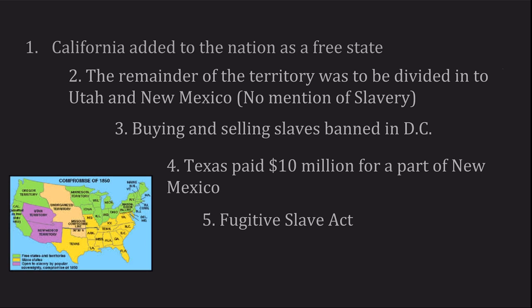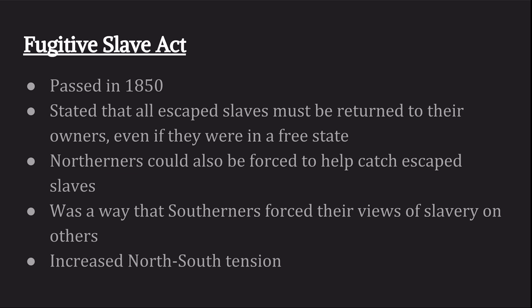Slavery wasn't mentioned, and banning it wasn't decided yet. And buying and selling of slaves was banned in D.C., but not actually slavery itself. Texas paid 10 million for a part of New Mexico, and of course the Fugitive Slave Act.